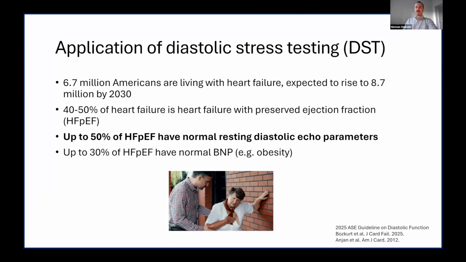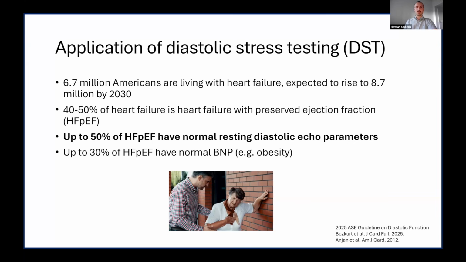So now that we've learned a little about diastolic physiology and echo parameters for measuring LV filling pressures, let's talk a little bit about the application of diastolic testing in a clinical setting. For context, and I only found American statistics, there are about 6.7 million Americans living with heart failure at this time, expected to rise by a good percentage by 2030 to 8.7 million.